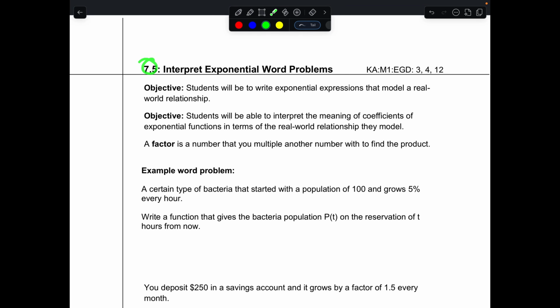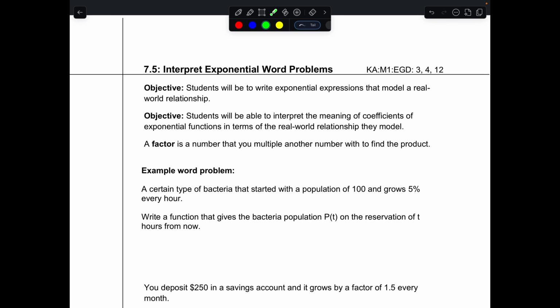All right, this is lesson 7.5, interpret exponential word problems. We've got two objectives here. You should be able to write exponential expressions that model a real-world relationship. You should also be able to interpret the meaning of coefficients of exponential functions in terms of real-world relationships they model.